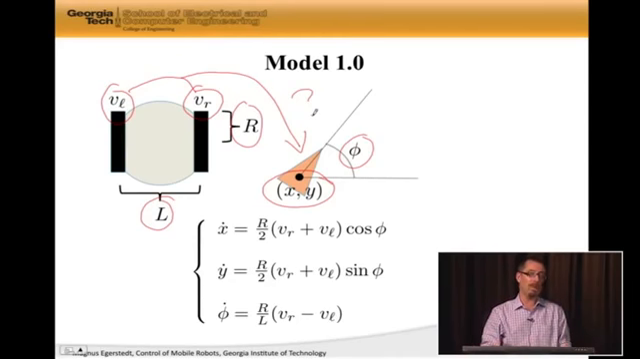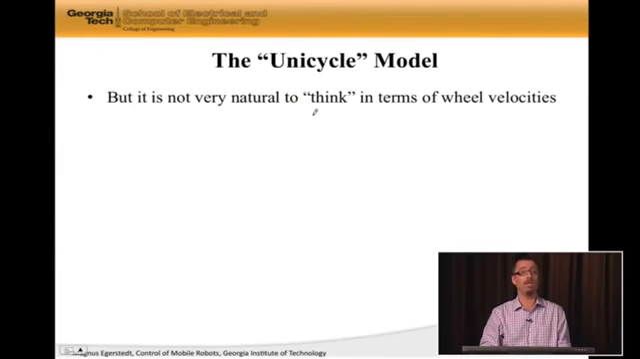The problem is that it's very cumbersome and unnatural to think in terms of rates of various wheels. If I ask you how should I drive to get to a door, you probably aren't going to tell me what V sub L and V sub R are. You're probably going to tell me, don't go too fast and turn in this direction. Meaning you're giving me instructions that are not given in terms of V sub L and V sub R, which is why this model is not that commonly used when you're designing controllers. However, when you implement them, this is the model you're going to have to use.